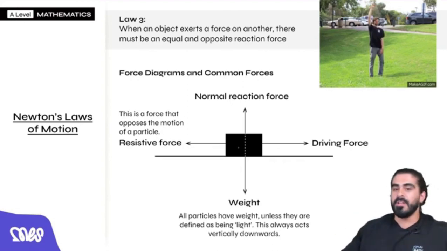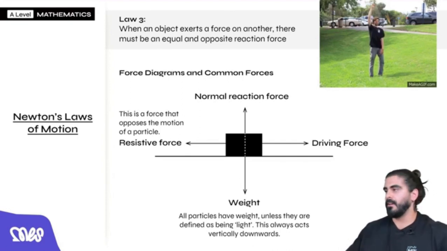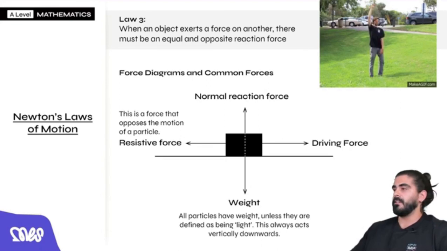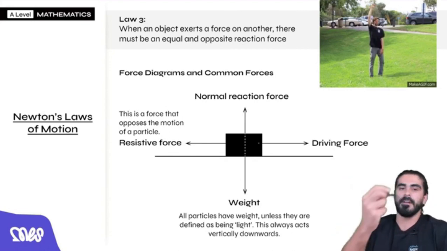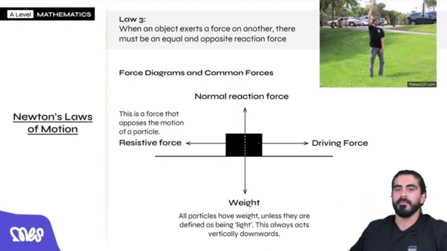Now, when we get more into in-depth mechanics, we're going to be talking about particles. All particles have weight unless they are defined as being light. This always acts vertically downwards. We're going to have an object and something that's trying to drive it forward, to move it. There's always going to be a resistive force to try and stop it from moving. So those are the four most common forces in force diagrams. An upward force, a reaction force, a downward force, the weight, something that's trying to drive it forward, and something that's trying to resist its motion, which commonly is friction, right? We like to discuss friction all the time. Cool.